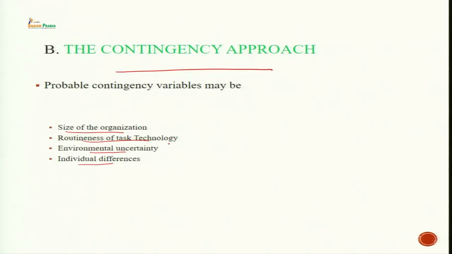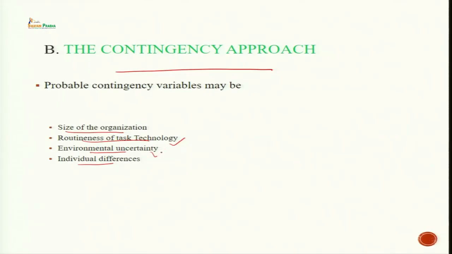The second factor is routineness of task technology. If the organization is surviving with task technology which is recurring in nature and probably has some immunity from the external environment, then the management practices would differ compared to an environment which is very volatile and dynamic, where the technology of routine tasks is continuously changing. Thus, the situational or contingency approach has to be applied to address such situations.